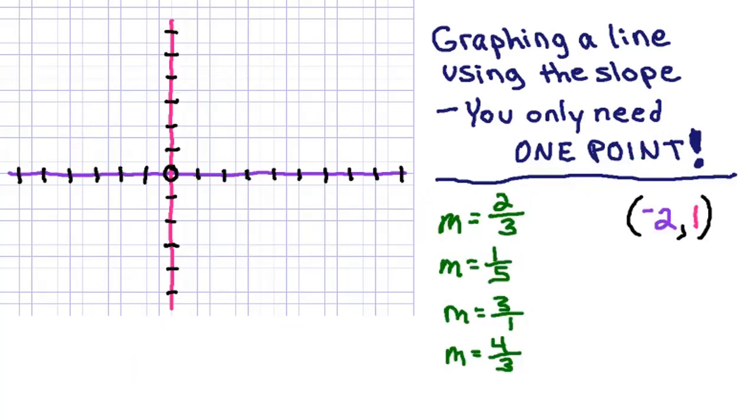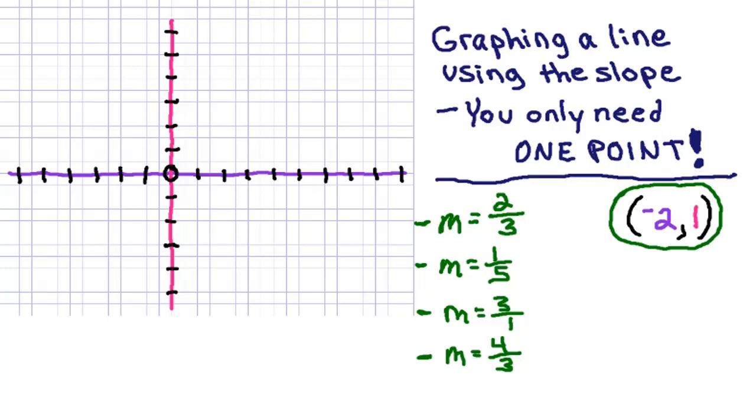Now we're going to graph 4 more lines, but we're going to do it the opposite way of what we just did. We're going to use this one point here, negative 2 and 1. Negative 2 is your x value and 1 is your y value. But we're going to graph 4 different lines because we're going to be using 4 different slopes, so you can see what that looks like.